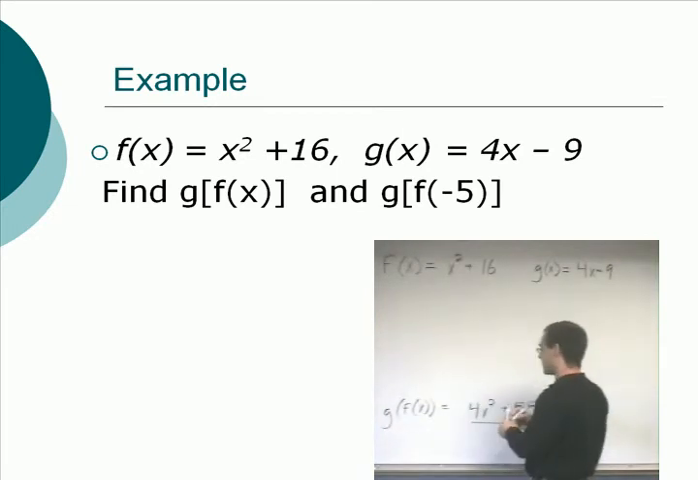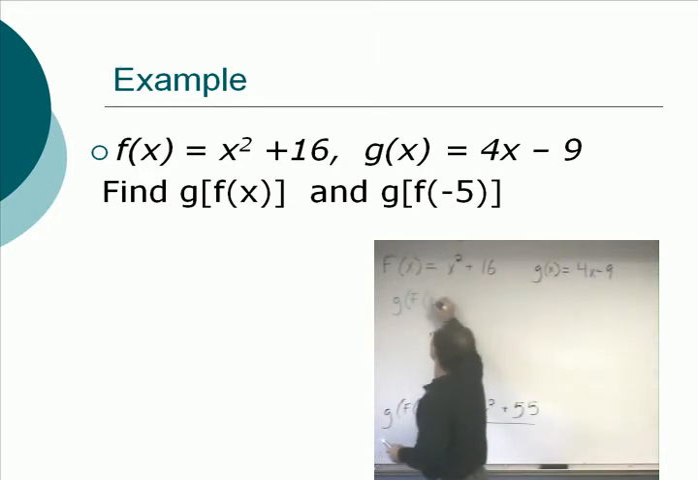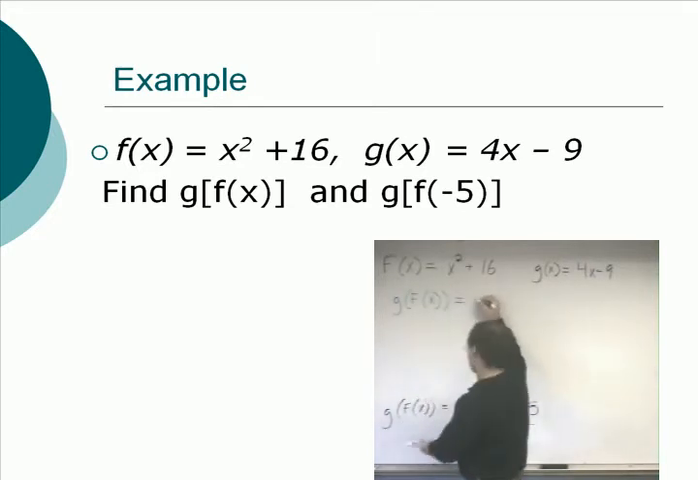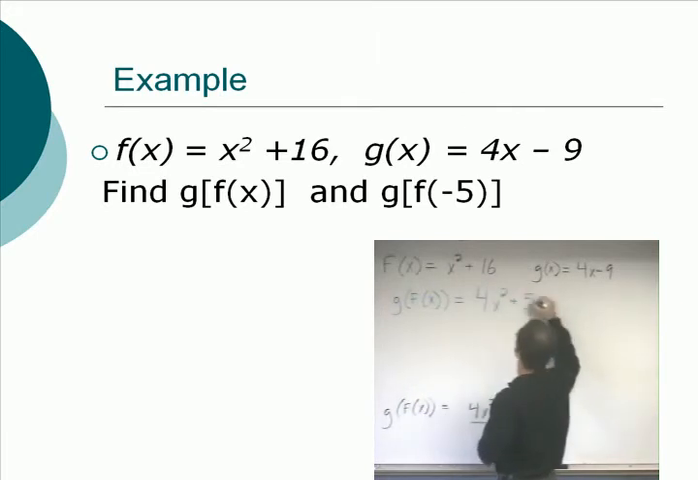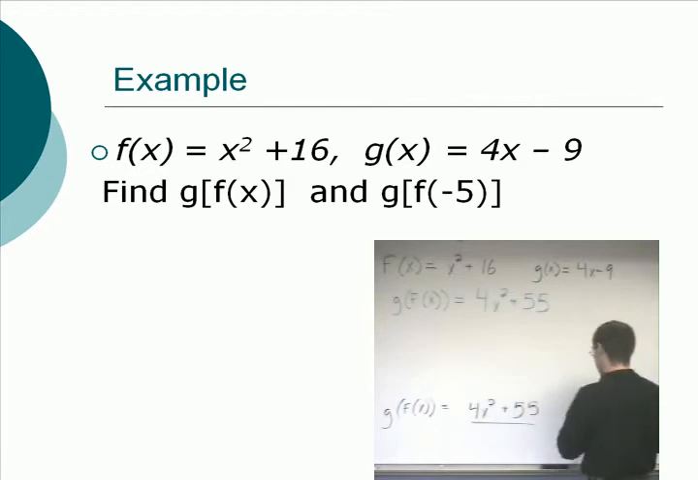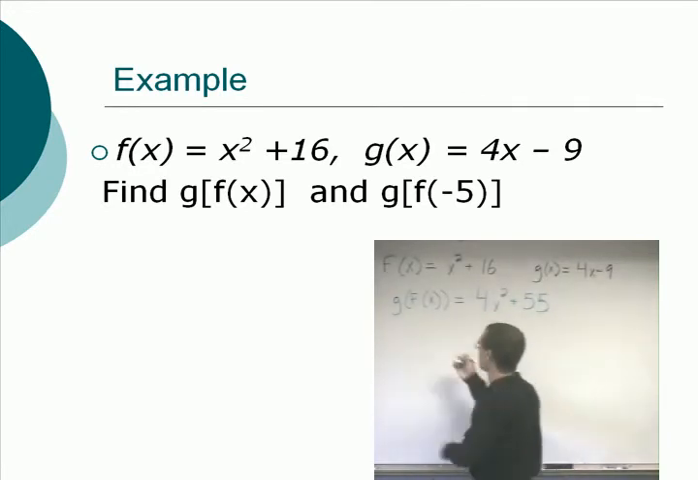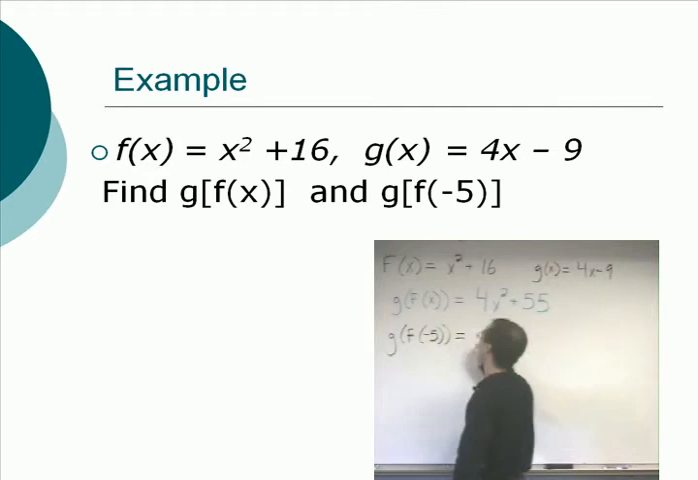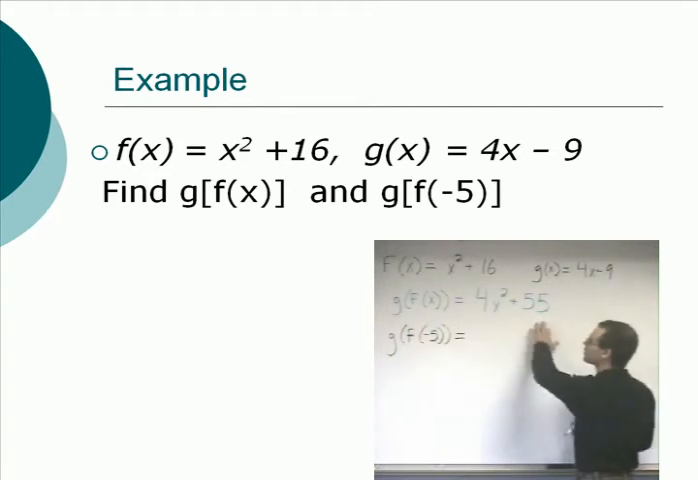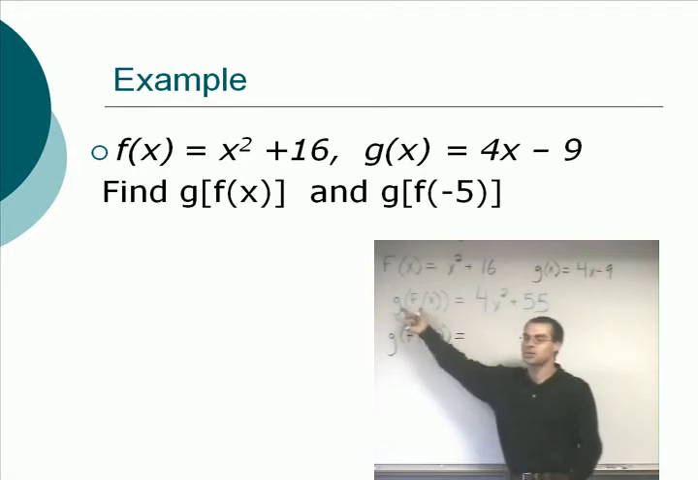I'm going to rewrite this up here just to get a little bit more room. We know now that g of f of x turned out to be 4x squared plus 55. Okay? We want to find g of f of negative 5. Well, we're just going to plug negative 5 into this function. This is still its own function. It just has kind of a tricky name. Its name is g of f.